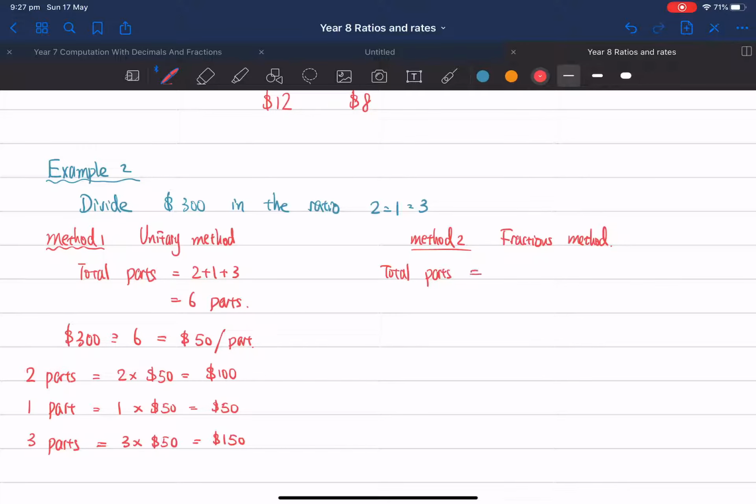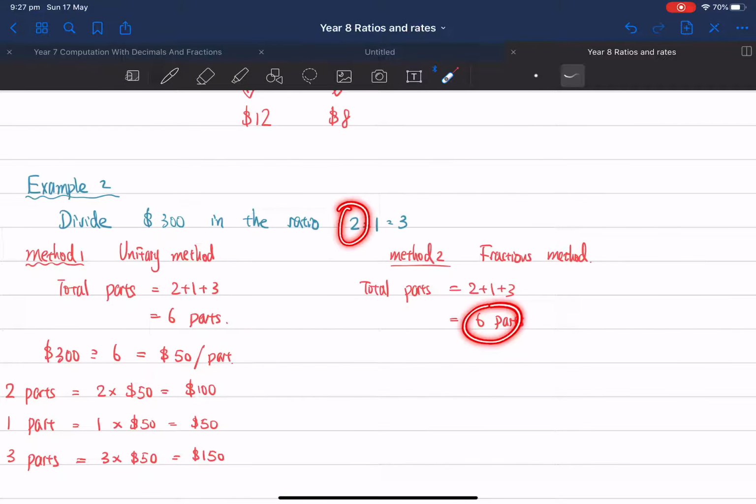Then we're using fractions. All we need to do here is take the first number and divide it by 6 parts. So we do 2 divided by 6 parts and times by the total amount, which is 300. In that case, you are going to get the same answer, which is $100. Once you finish that, you use the next number, 1, divide it by 6, and times by 300.